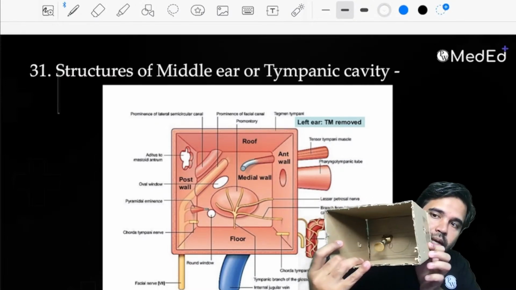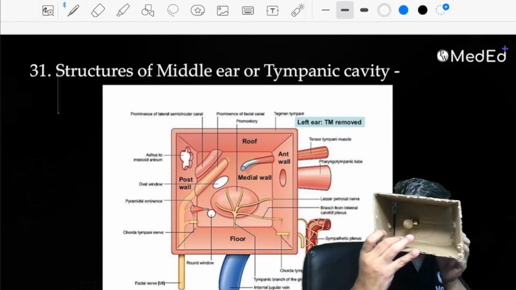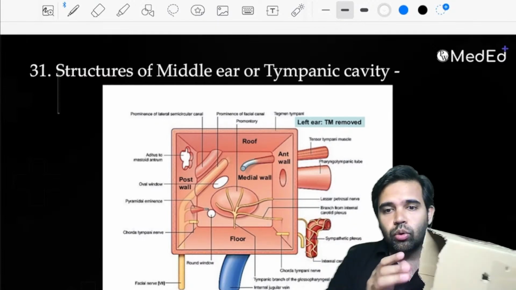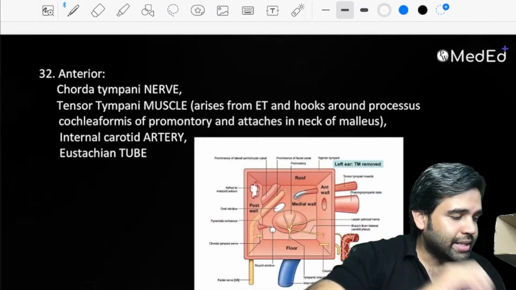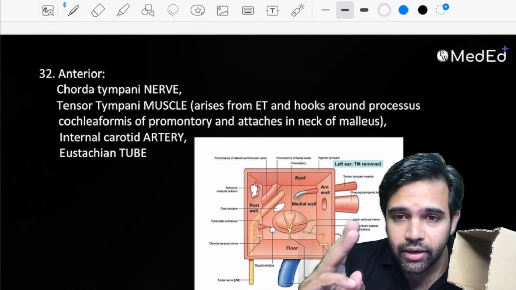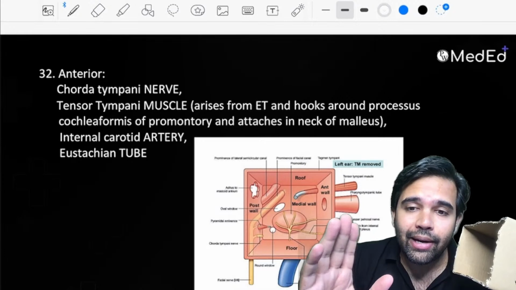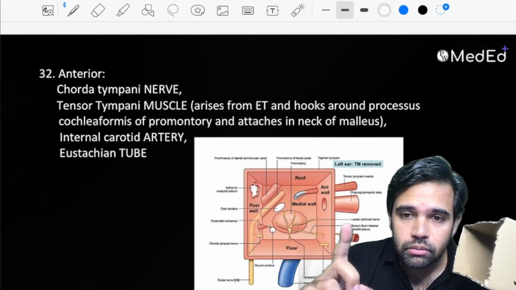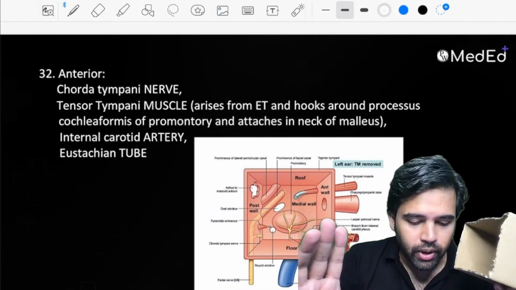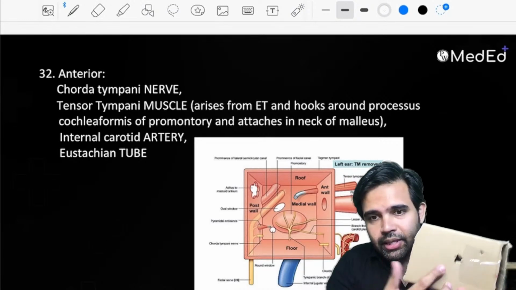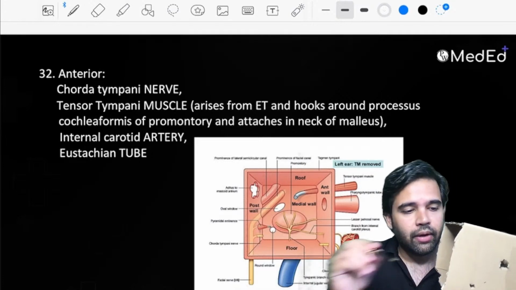So if that happens, then this becomes the anterior wall. Look, anterior wall means front, right? So what are the structures that are there in the anterior wall of the middle ear? There are basically four structures in the anterior wall: one nerve, one muscle, one tube, and one artery. Artery, nerve, muscle, and tube, one of each. So if you look at this as the anterior wall over here, what is the nerve? The nerve is the chorda tympani nerve.